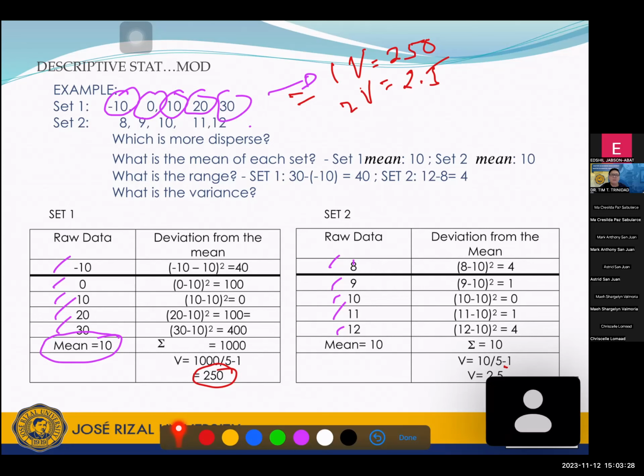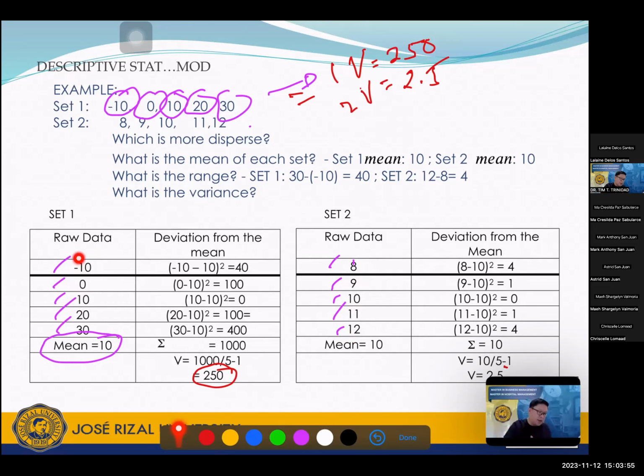Your set 1 has a greater variance than your set 2. Yes. So, simple as that. Meaning to say, the variability of set 1, yung differences ng mga scores nila, are mas widespread. Compare mo to the second set or the other class, mas dikit-dikit yung kanilang scores. Okay? Yung set 1, mas malalayo.